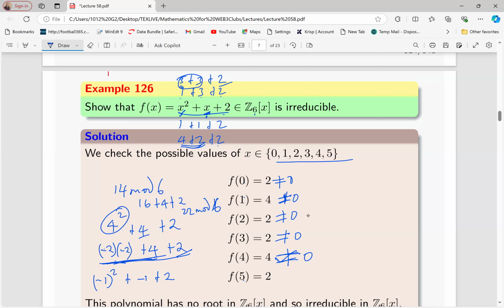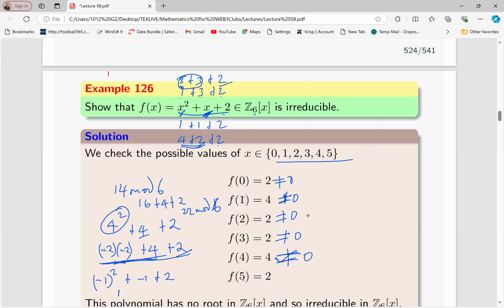Because x is 5, so 5 is negative 1 mod 6. So this would be 1 minus 1 plus 2 is 2, and this is not equal to 0. So you can see we've tried all possible roots, and they have refused. None of them is a root.